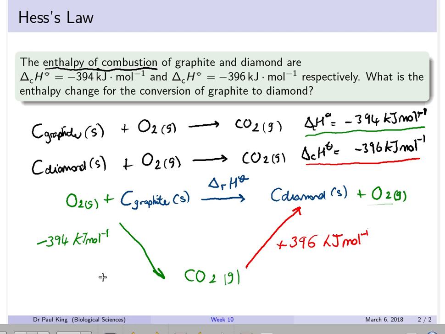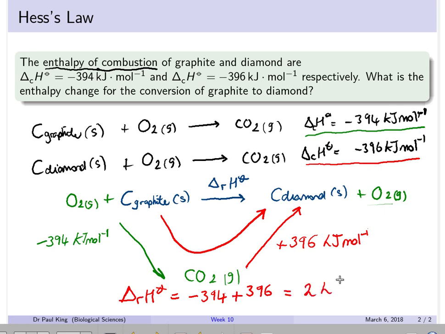Okay, so what that means is the overall enthalpy change for our reaction is going to be, remember we're going around the cycle in this way. To get from our starting point to our end point, we're going via this route here, which involves minus 394 plus 396, which gives us an enthalpy change of 2 kilojoules per mole. Okay, so that will be our answer. The enthalpy change for the conversion of graphite into diamond will be 2 kilojoules per mole.